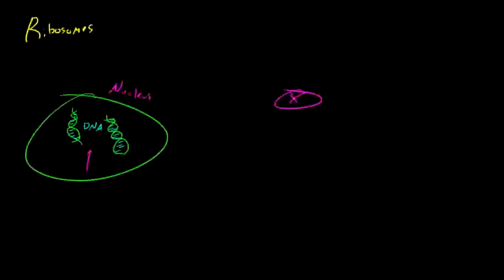Now, the way that the instructions get to the area where the proteins are made is through a molecule called mRNA. Of course, mRNA is one of the other types of nucleic acid, and it stands for messenger RNA. Now, what messenger RNA is, it's basically just that.